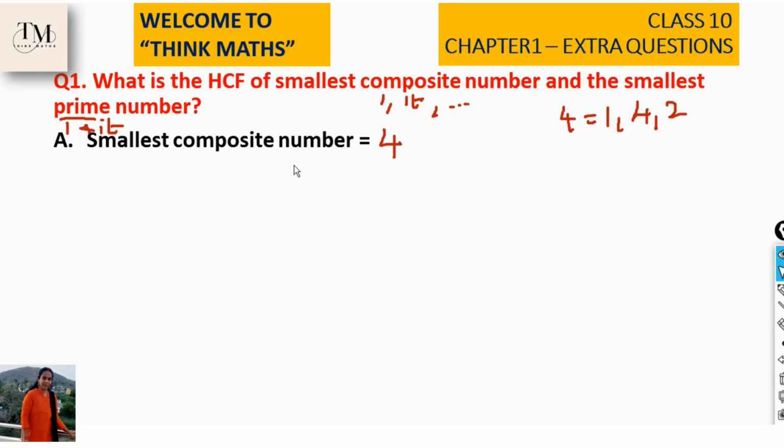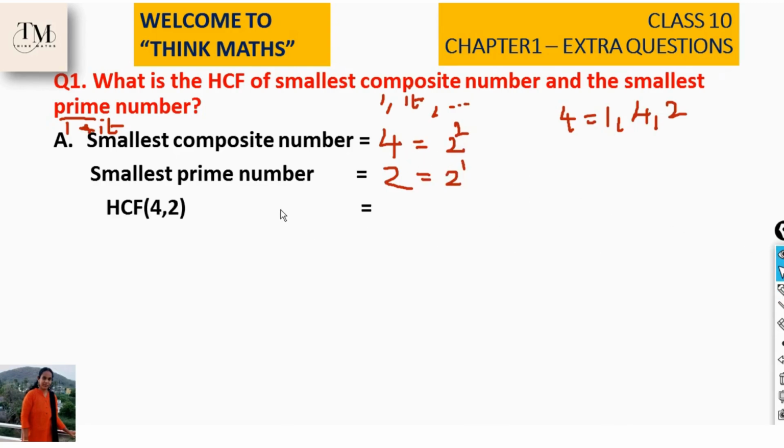Next, the smallest prime number. 1 is neither prime nor composite, so the smallest prime number is 2. Now 4 can be factorized as 2 into 2, that is 2 to the power 2, and this is 2 to the power 1. Now we have to find the HCF of 4 and 2. HCF is the product of the smallest power of the common prime factors. Here the only prime factor is 2, its smallest power is 1, so the HCF of 4 and 2 is 2.